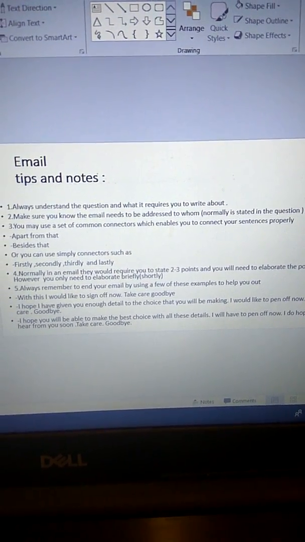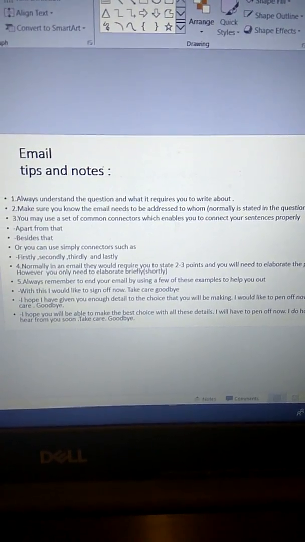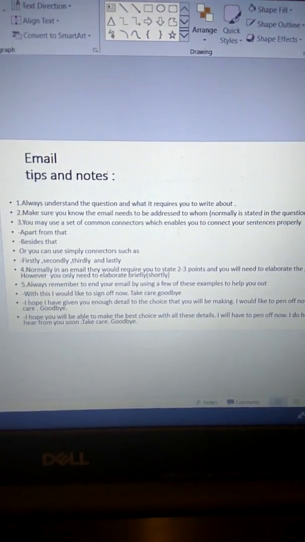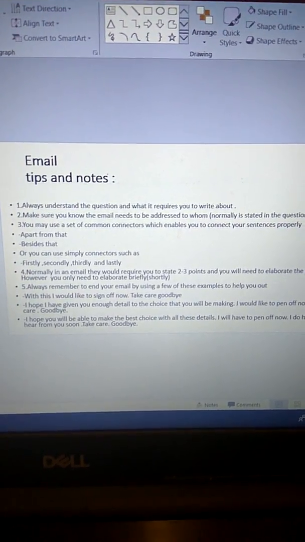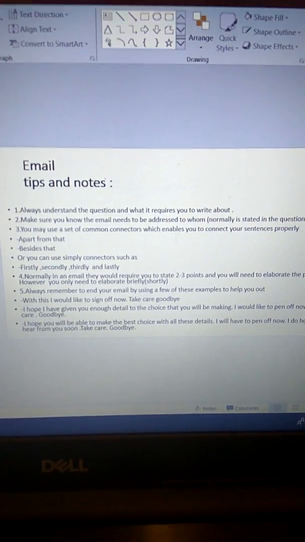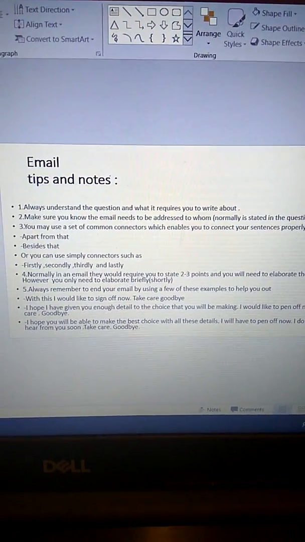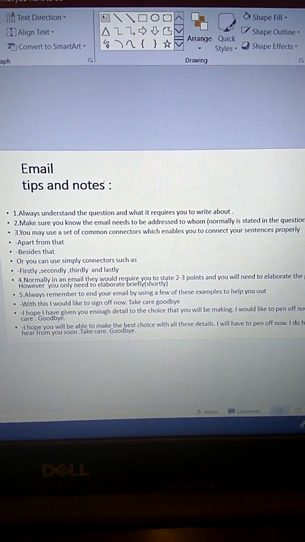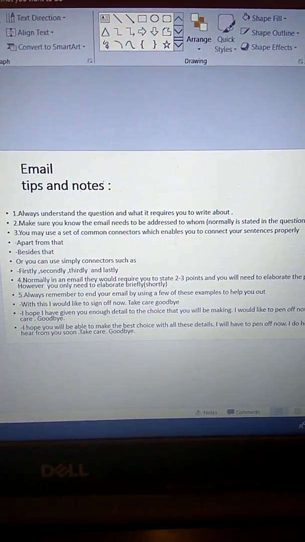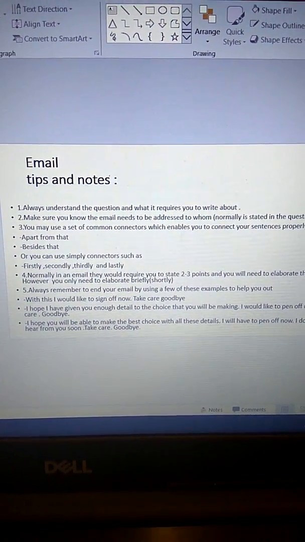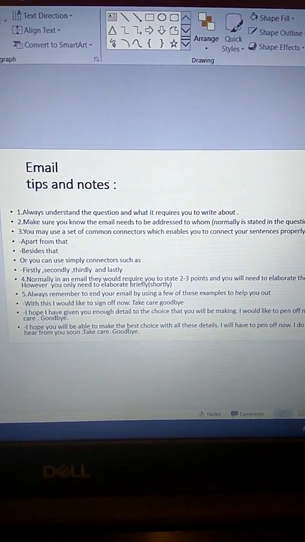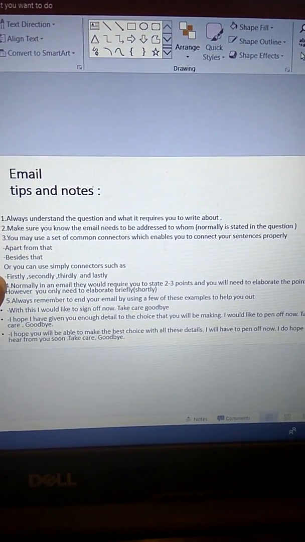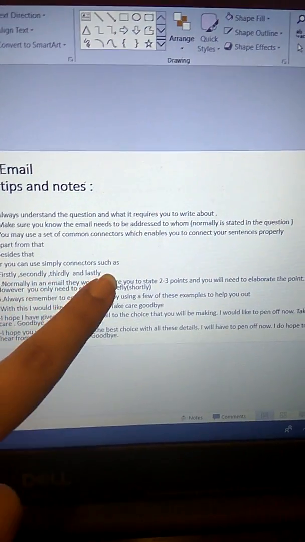Now the third one, you may use a set of connectors which enables you to connect your sentences properly. There are two sets of connectors, one a little bit more difficult. They are connectors like, for example, apart from that, besides that, however, moreover. There are a few other connectors which you can use, and there are also easy connectors for you to remember. Now the easy ones are this one over here: firstly, secondly, thirdly, and lastly.